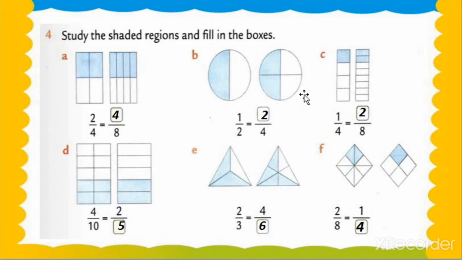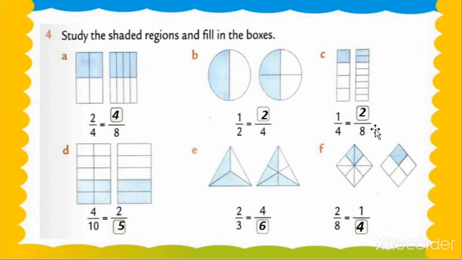Okay. So 4, and how many parts are shaded by blue color? 2 parts are shaded by blue color. That's why, my dear students, we mention 2 in the numerator. So 2 by 4. Understood? Got my points, dear? Okay. Now we move on to question number C.